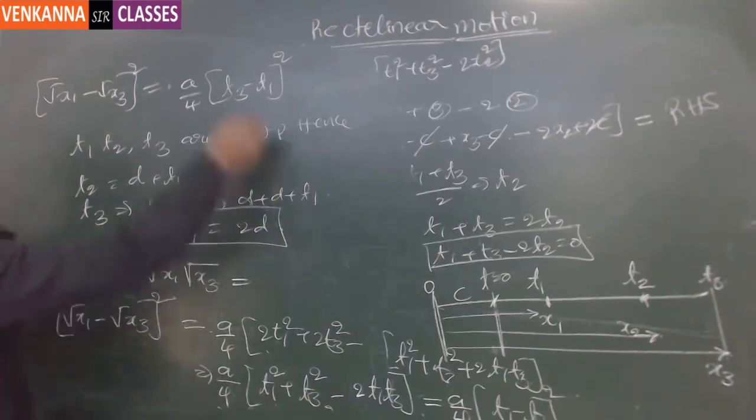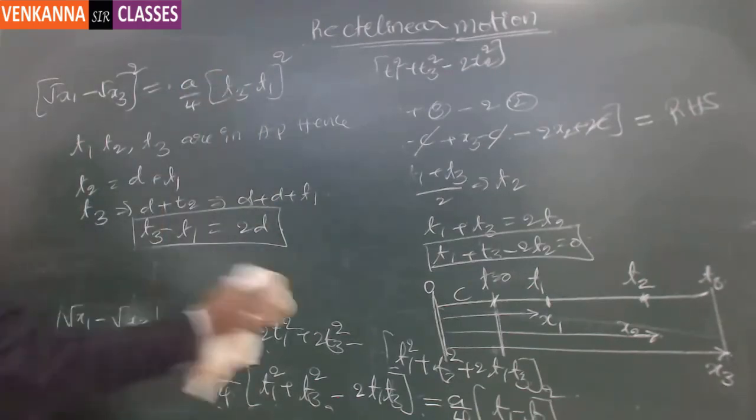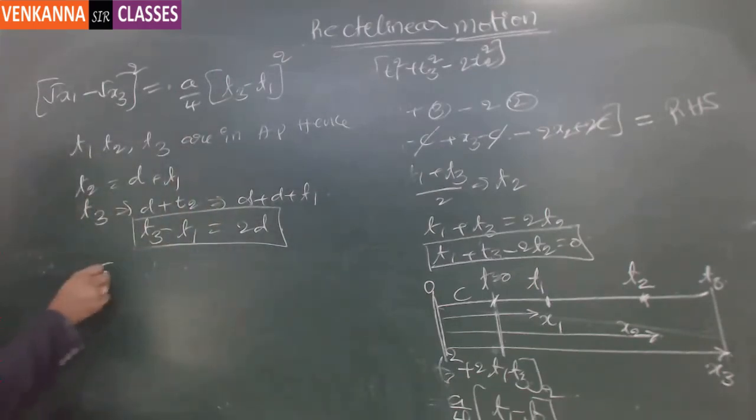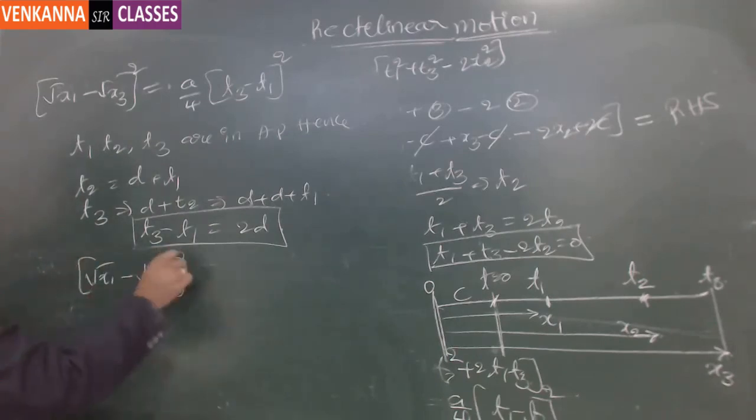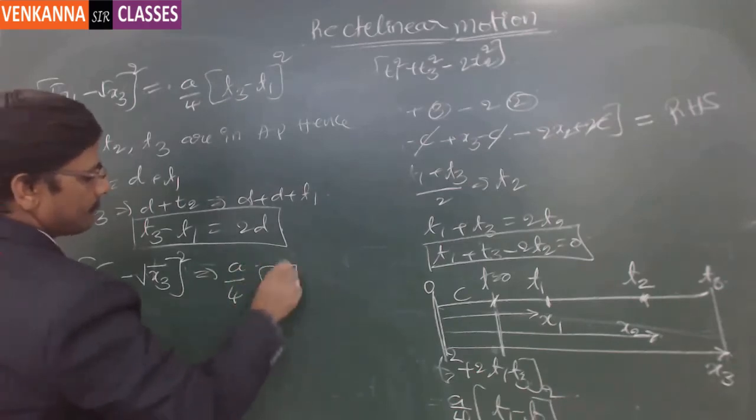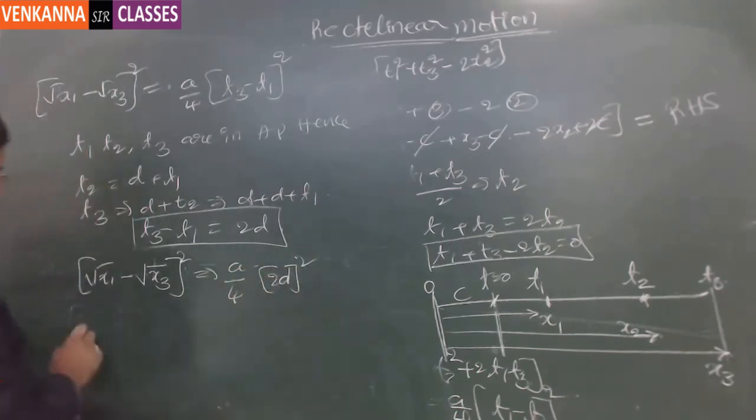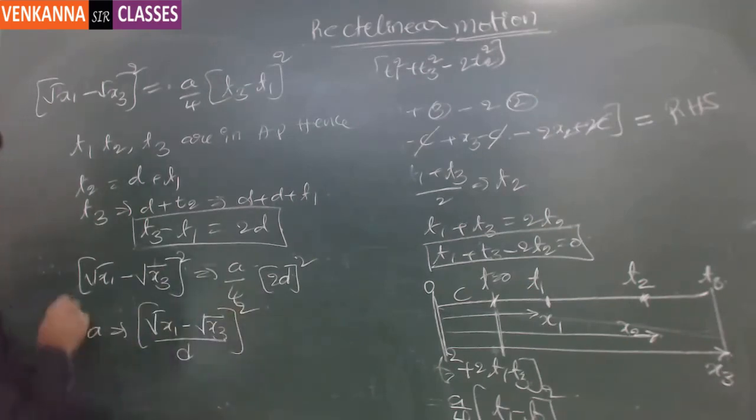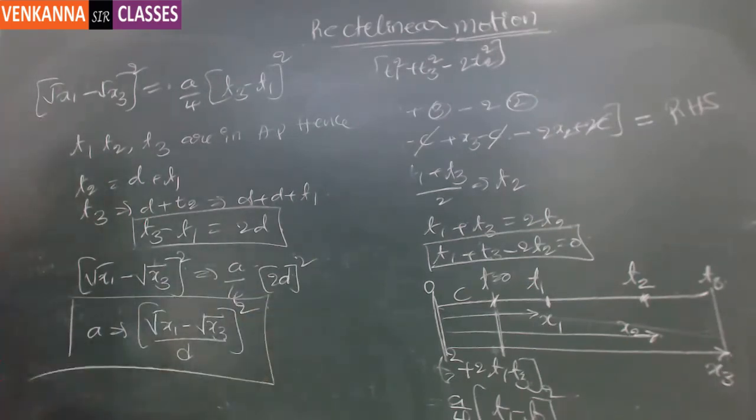So this common difference, if you replace it here, then what we are going to get is, square root of x1 minus square root of x3 whole square is equal to a by 4 times (2d) whole square. So a is equal to (square root of x1 minus square root of x3) by d, whole square. So this is the acceleration. Got it?